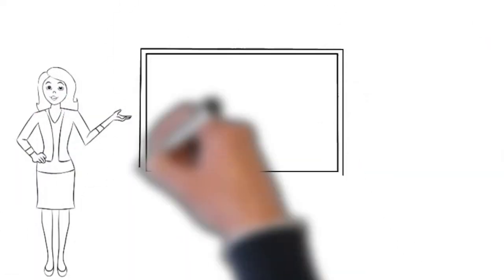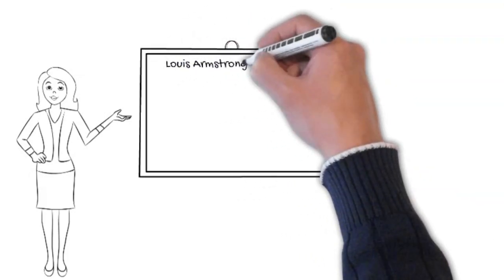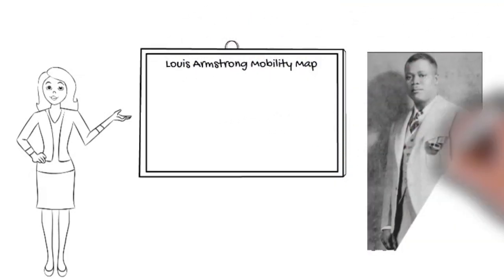Let's pretend we're interviewing Louis Armstrong. Let's make a mobility map for his younger years and learn what good things were going on for him at that time.